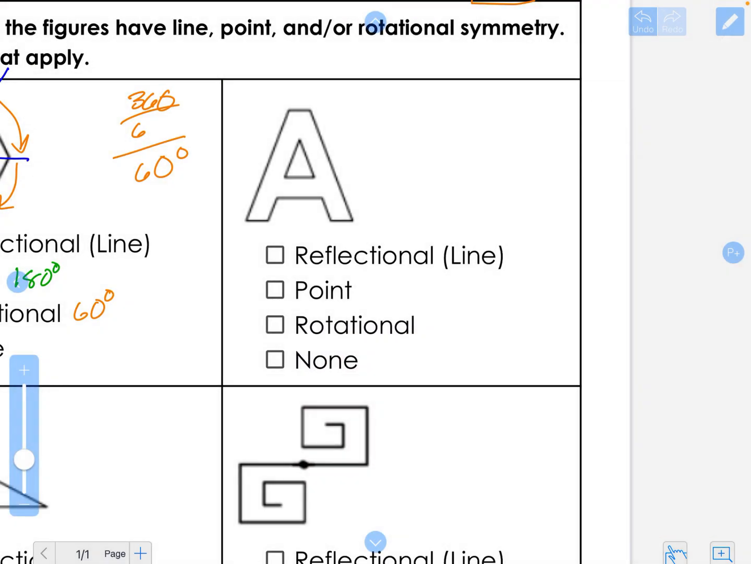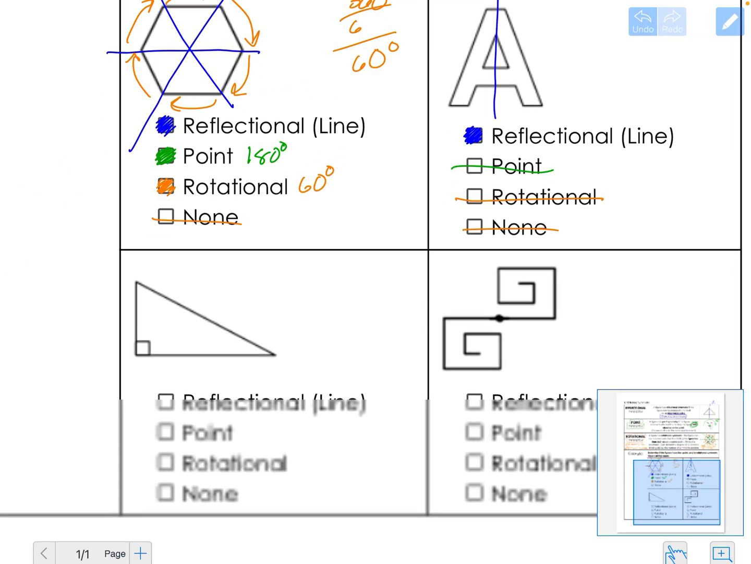So reflectional means that it's line symmetry or it's a mirror image. So if I were to draw a line right down the middle of this A, it would be the same. Or if I were to fold it in half, it would be the same. So my A has reflectional symmetry. Point symmetry is 180 degrees, which means if I look at my A upside down, it is a completely different shape. So it does not have point symmetry. It was supposed to be in green. Give me 1 second. It does not have point symmetry. And if it doesn't have point symmetry, it probably does not have rotational symmetry either.